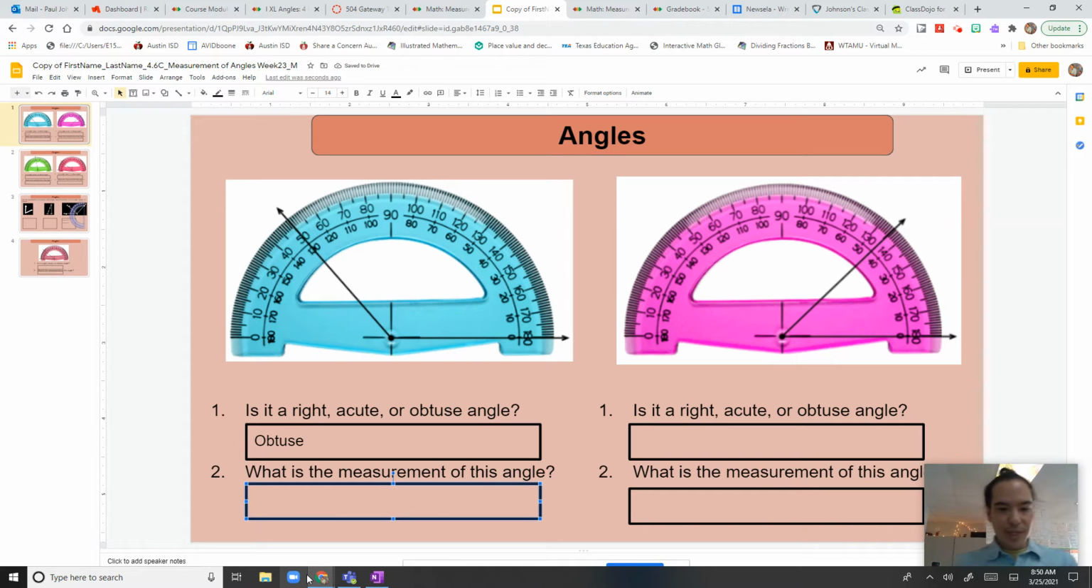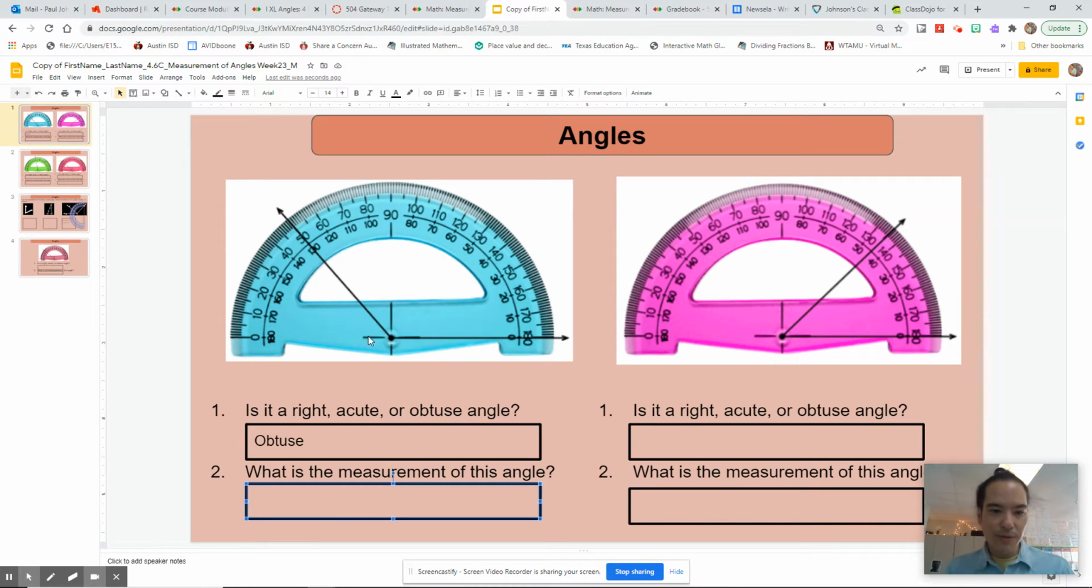And then what is the measurement of this angle? What we're going to do is follow this line. And we know that it's going to be the bigger number, the one that's greater than 90, because we're dealing with an obtuse angle, which means it's greater than 90. So we're going to use the bottom number. See, the top number says 50, but we know that this angle is larger than 50 because it's obtuse. So our measurement is actually the other number, which would be 130.